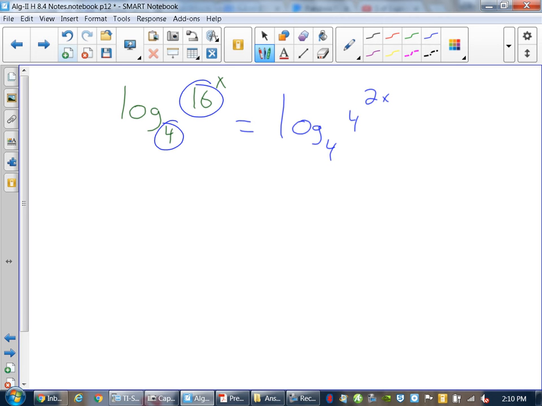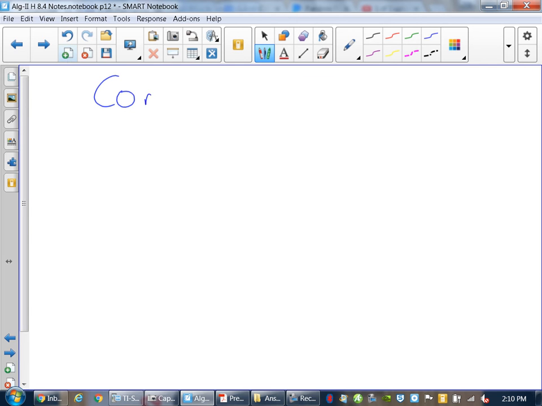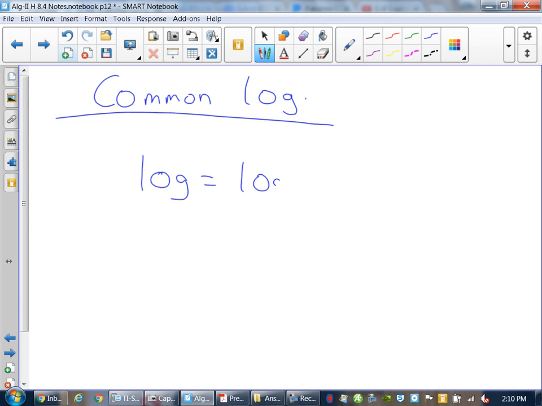Now, what you're asking there is what's called a common logarithm. Common log is just plain old log. Plain old boring log means log base 10. That's all that means. The button on your calculator that says log, that's common log. That's log base 10.